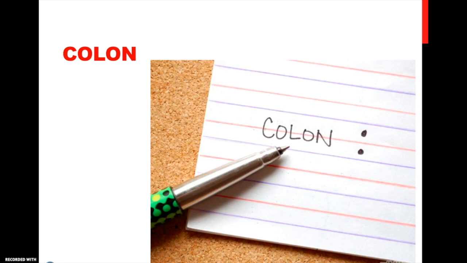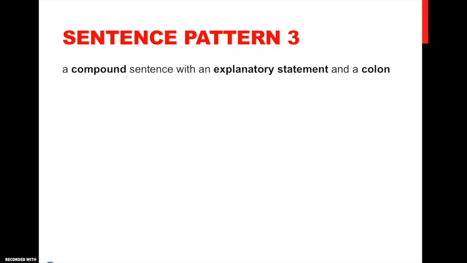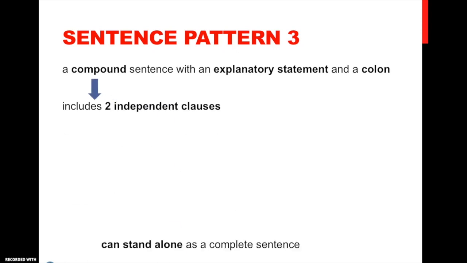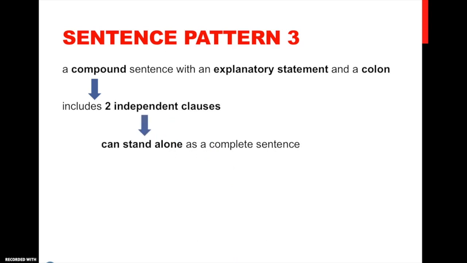There are a few different ways that a writer can use a colon, but we will focus on the use of a colon to signal that something important or explanatory will follow. Sentence pattern 3 is a compound sentence with an explanatory statement joined by a colon. Remember, a compound sentence is one that includes two independent clauses, and an independent clause is a clause that can stand alone or independently as a complete sentence. So this sentence pattern includes two independent clauses joined by a colon.